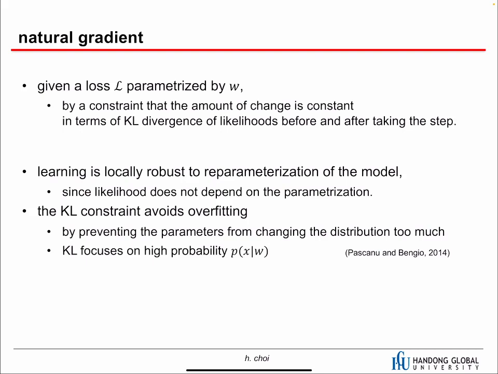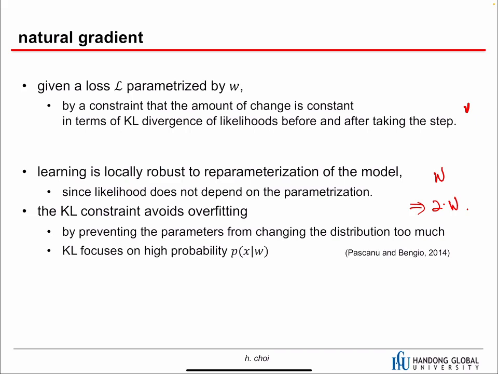So, given a loss parameterized by w, with a constraint that the amount of change is constant in terms of KL divergence of likelihoods before and after taking the step, this is how we derive a natural gradient. And then learning is locally robust to reparameterization of the model, because likelihood does not depend on the parameterization, which means when we have a parameter w, if we redefine this w into like 2 times w, this is reparameterization. And even with this reparameterization, the likelihood is not changing, so it's robust against reparameterization.